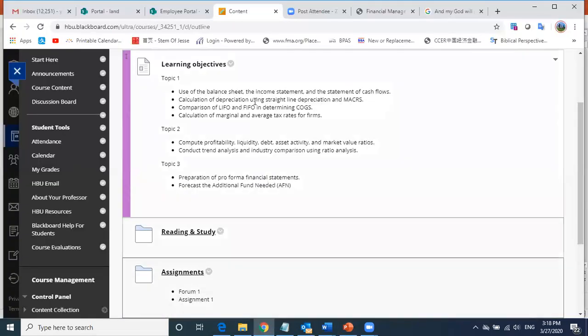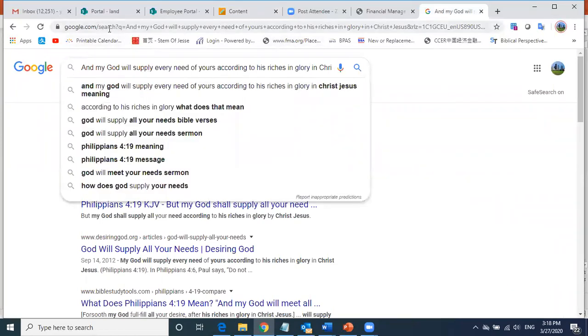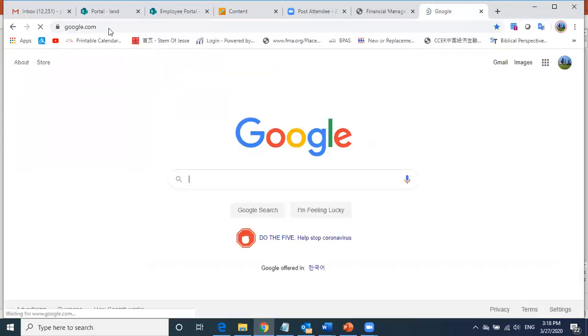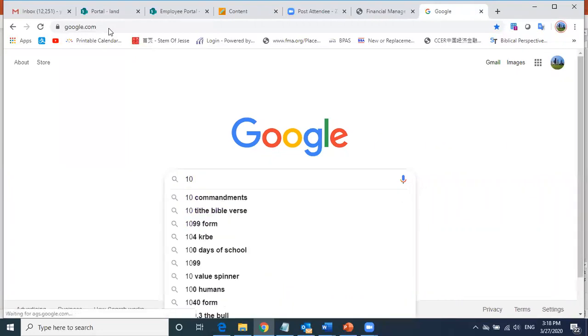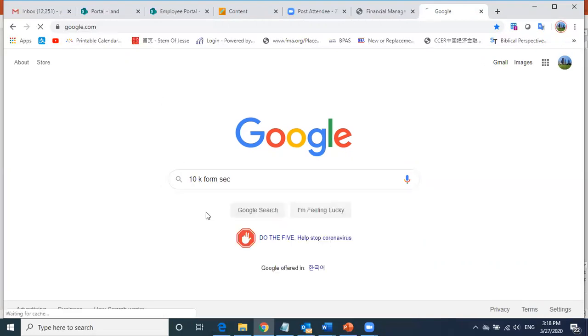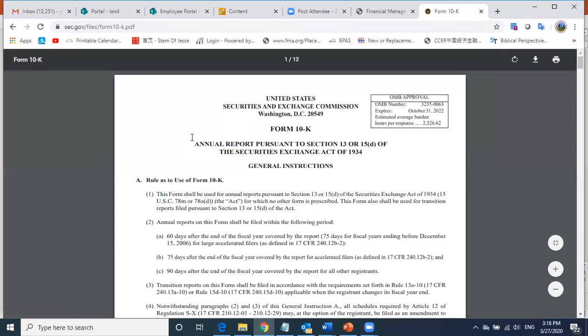So where can you get the financial statement? Say you go to Google and you can see what we call a 10K form. Okay, it's a 10K form, so you can see this is the major financial statement. We call it Form 10K.